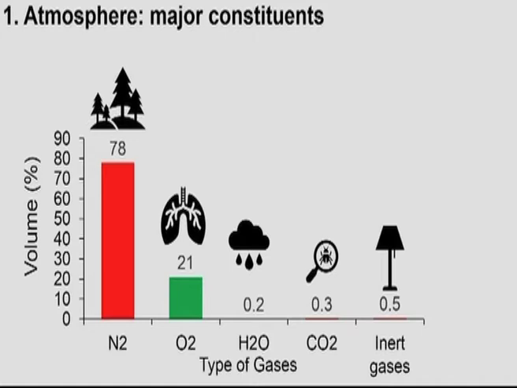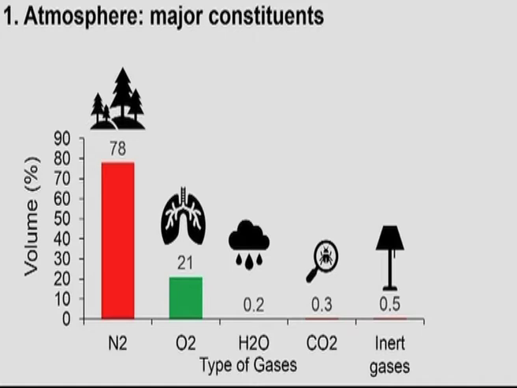Number 2 is oxygen. Oxygen consists of about 21%. Then others are minor, like water, it is about 0.2%. We also have a meager percentage of carbon dioxide, which is 0.3%, and 0.5% of inert gases. Now these gases are very important for the life processes on Earth.